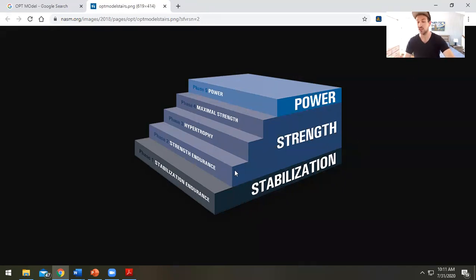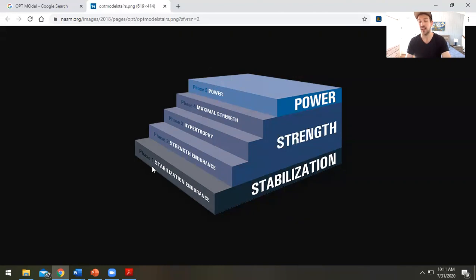So stabilization adaptations are things that are focused on proprioception and neuromuscular efficiency. Strength adaptations focus on prime mover strength, and power adaptations focus on prime mover rate of force production. And then the different types of strength that we can build are everything from an endurance style to muscle growth to motor unit recruitment. And then here's motor unit recruitment speed, right?